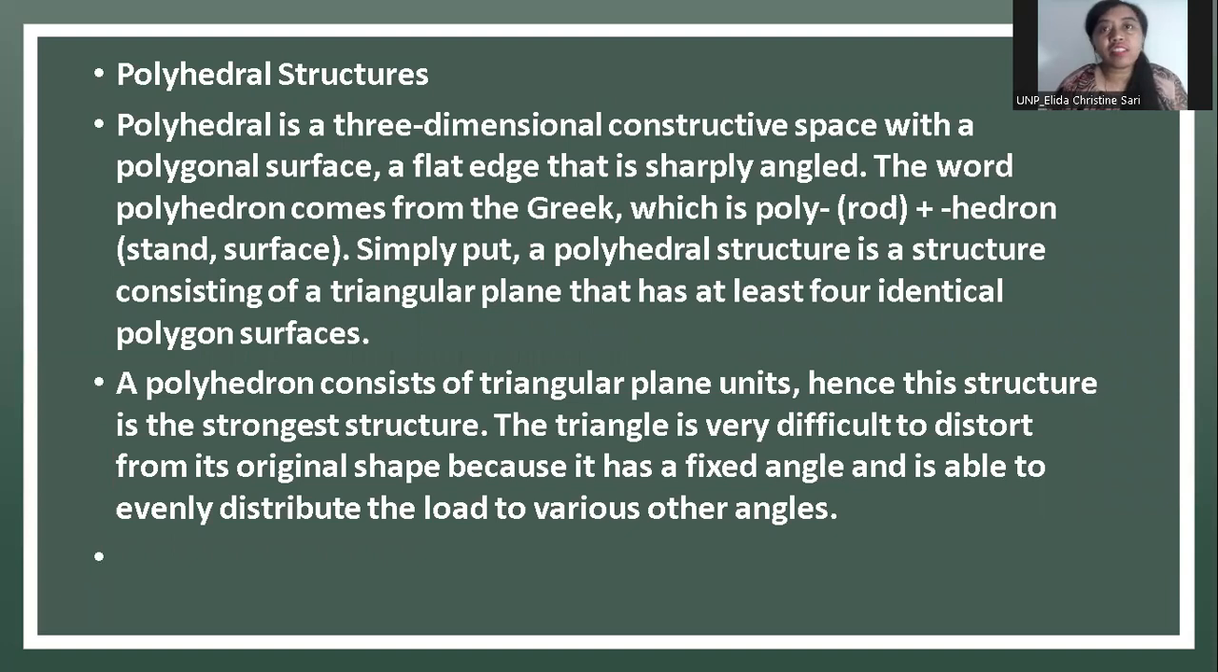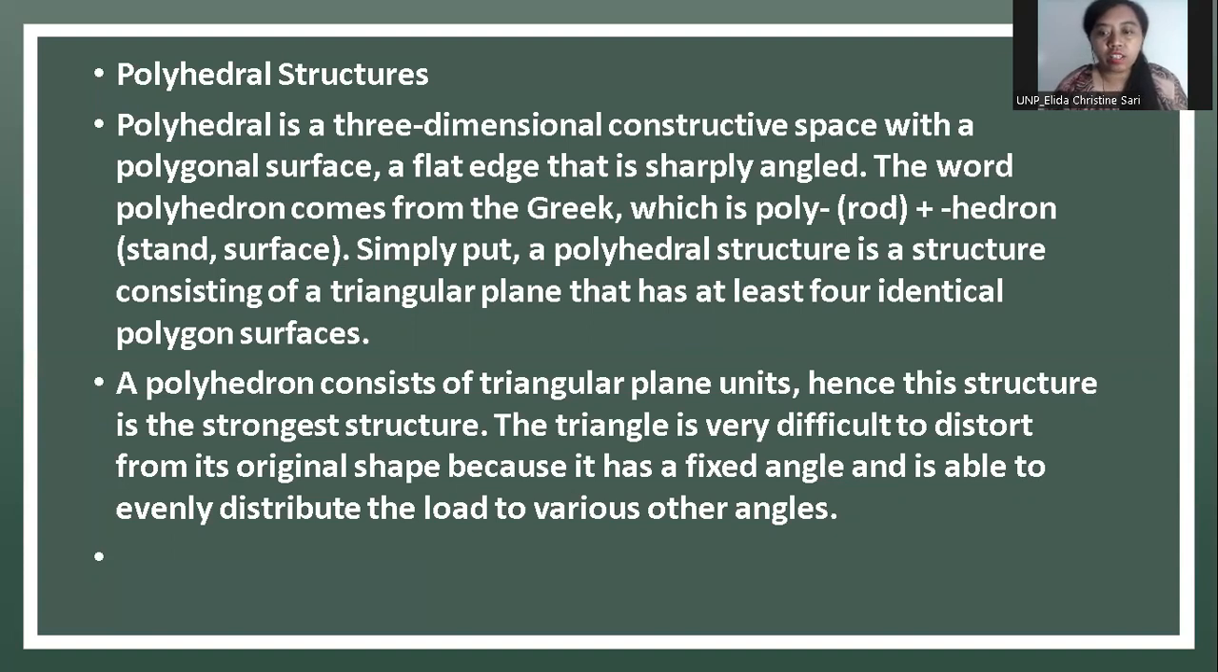How about polyhedral structure? Polyhedral structure is a 3 dimensional constructive space with polygonal surfaces. A flat edge that is sharply angled. The word polyhedron comes from the Greek, and a simple polyhedral structure consists of triangle planes. This allows for an identical polygon.